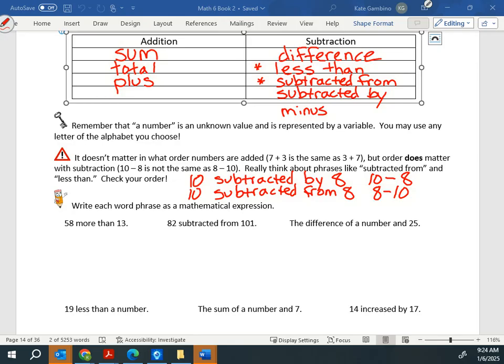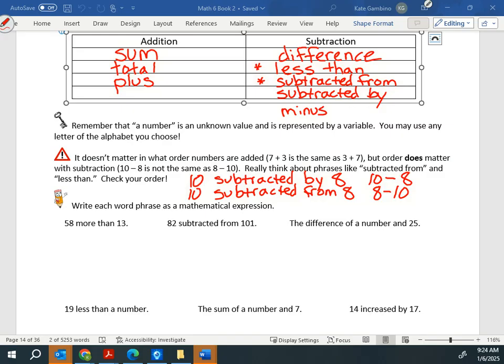But if it's subtracted from, or if it's less than, 10 less than 8 means we start with the 8 and we find out what 10 less than it is. So those two phrases we have to remember to flip our numbers. Make sure you star those so it's your reminder. Oh, that's right, it's starred. I have to flip the order of the numbers.